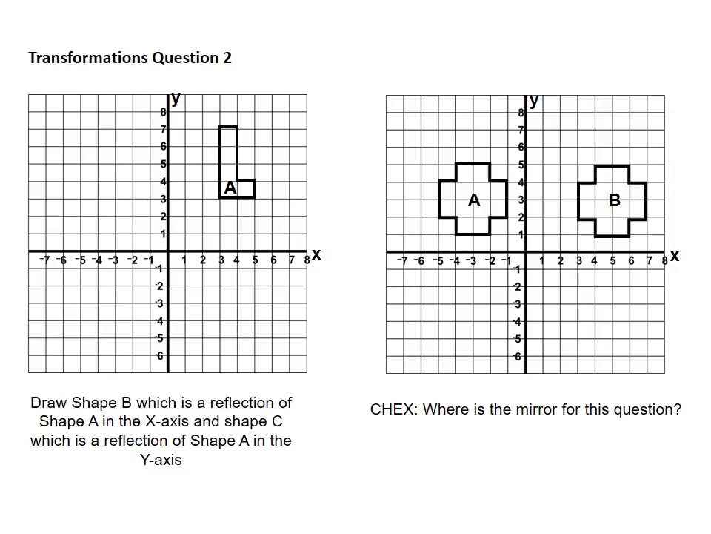If you're feeling up for it, we've got a checks task. Shape A and B are reflections of one another, but they're not reflected in one of the axes. Where is the mirror for this question? You can do these on the same sheet that you did your transformations question 1, which was all about translations.